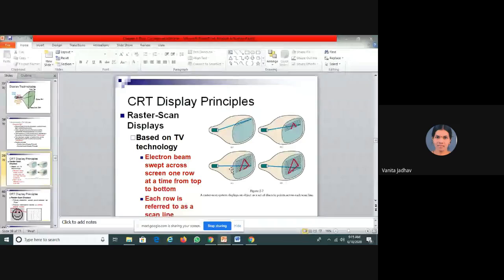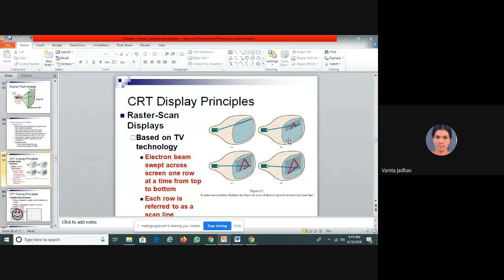If you look at these four diagrams, in the first diagram it is shown that the electron beam has traveled from left to right on the first scan line. These horizontal lines are called scan lines. Each row is referred to as a scan line. Now in the second diagram, it has covered almost six lines.